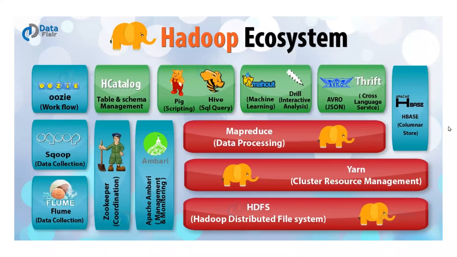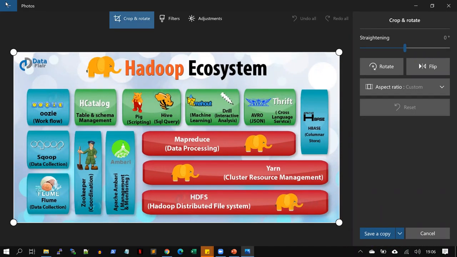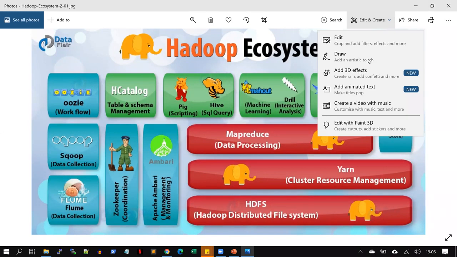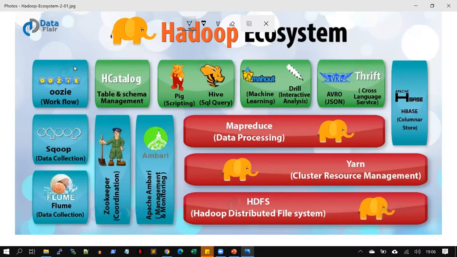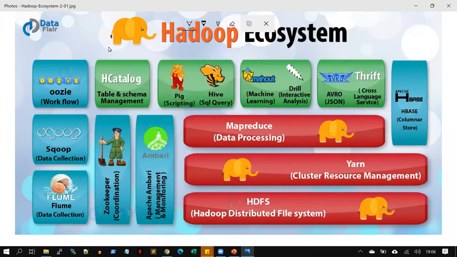For example, if you look at this picture, HDFS, YARN, MapReduce, the three things with the elephant symbol, that is Hadoop. Now, if you look at the left-hand side, let me see if I can annotate. Can I draw? Yeah, I guess I'll be able to draw. We'll pick up a white marker. Yeah, so you can see that there is somebody called Oozie. I'm just circling this one.